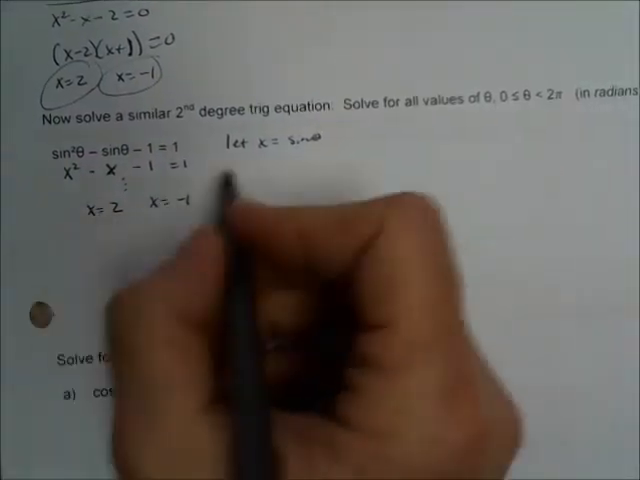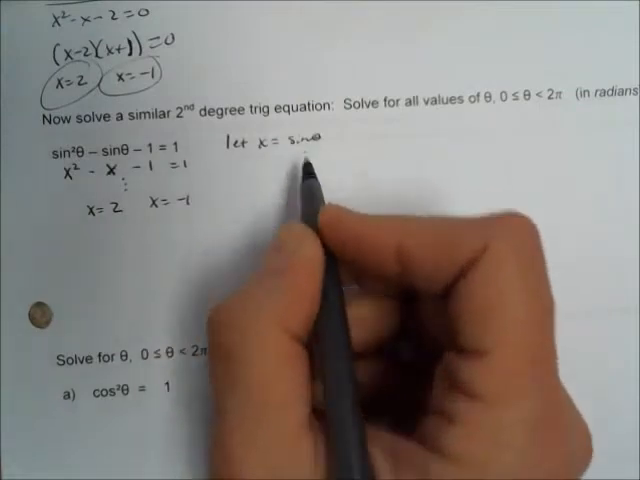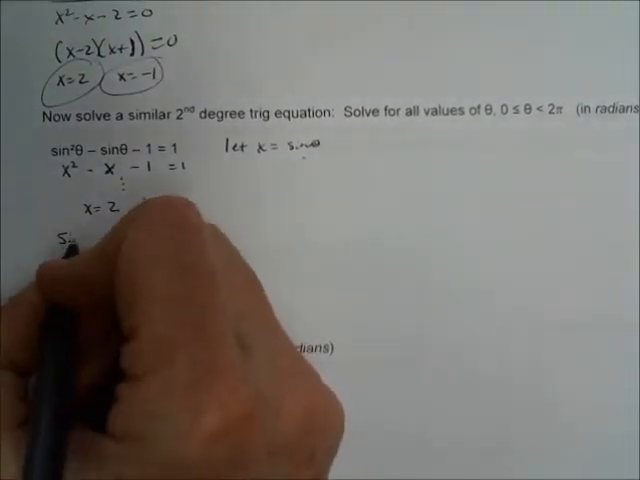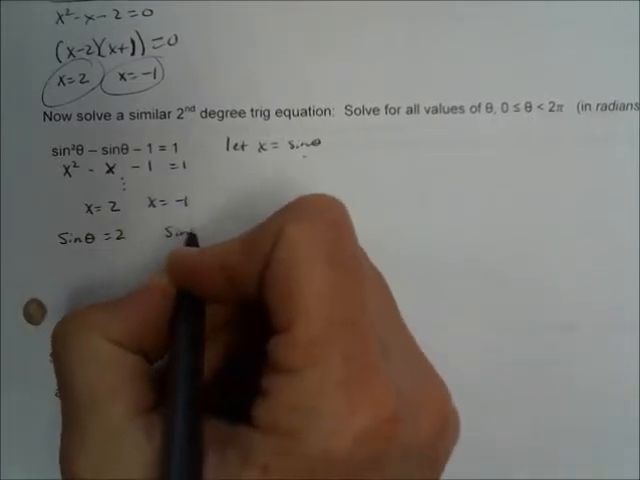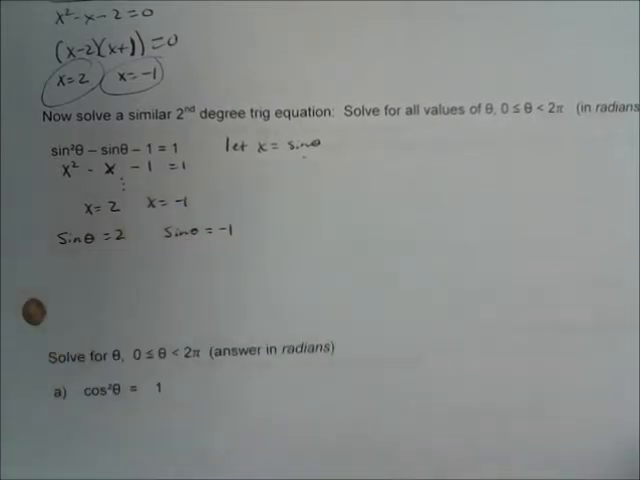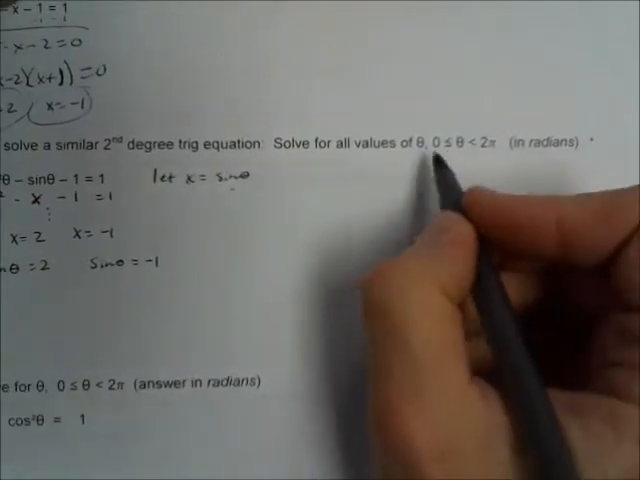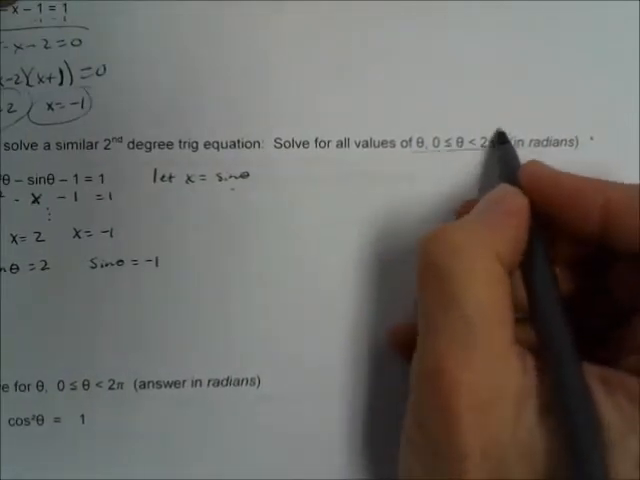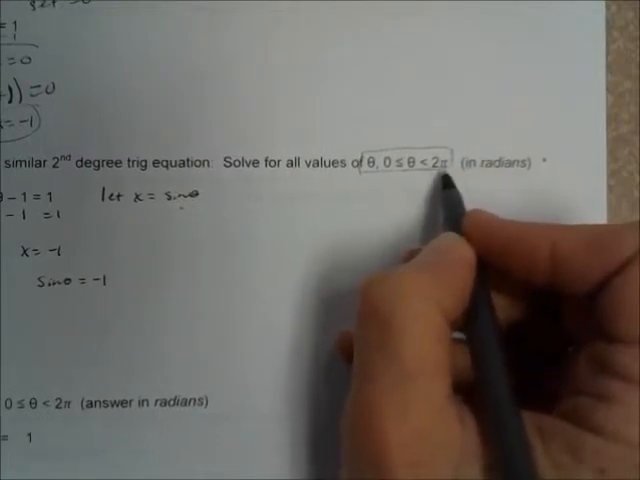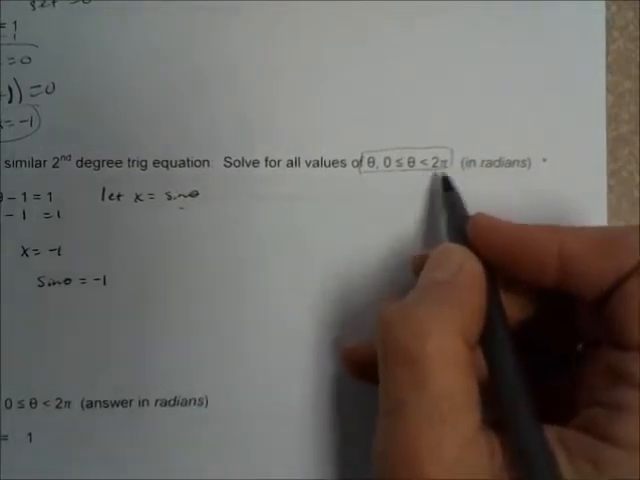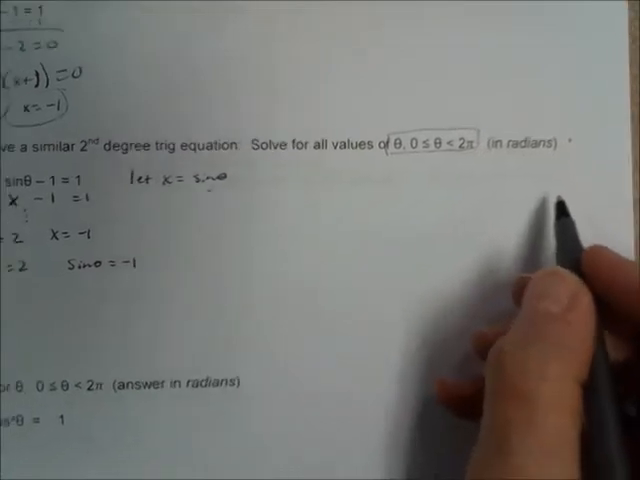But it's not x. We let x equal sine of theta. So what this is going to say is sine of theta is equal to 2 and sine of theta is equal to -1. Now what we have to do is figure out what theta is, and our answers have got to be in radians because this says 2 pi. If this said 360, it would be degrees, but this says 2 pi, so it's radians.